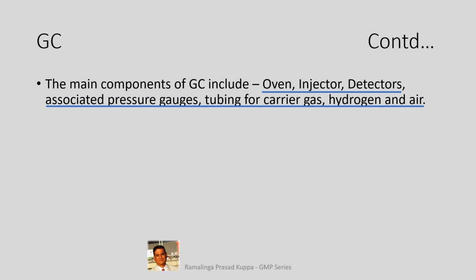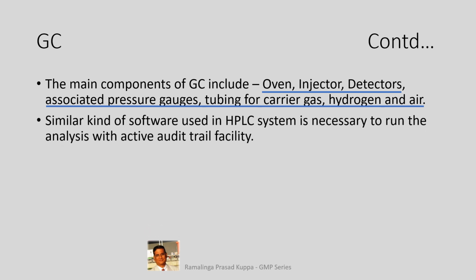for interchangeability. Suitable pressure gauges for giving uniform flow rate of the gases should be selected and qualified for the expected range for packed columns and capillary columns. Similar kind of software used in the HPLC system is necessary to run the analysis with active audit trail facility. Same strategy as in HPLC holds good here too.